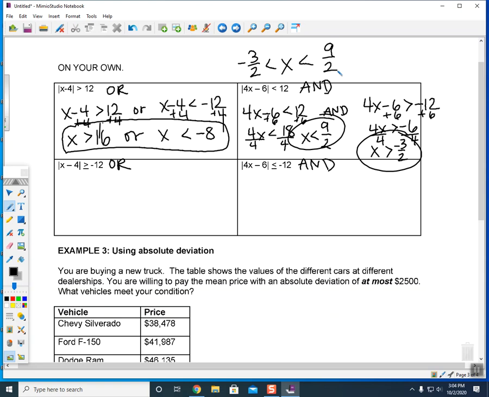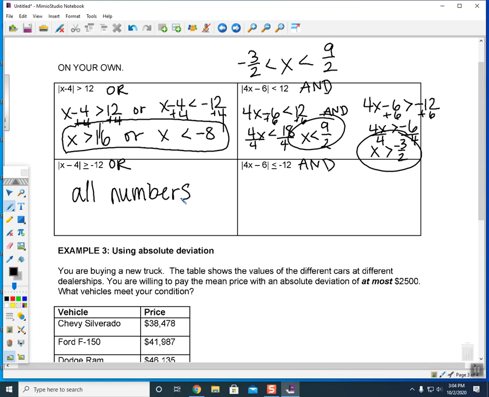Okay, my next one, the absolute value of x minus 4 is greater than or equal to negative 12. Based on the sign, this would be an or statement, but I can also notice that this is one of my special cases, right? I have that the absolute value of something is greater than negative 12. So I know right away, this is all numbers. Many solutions.